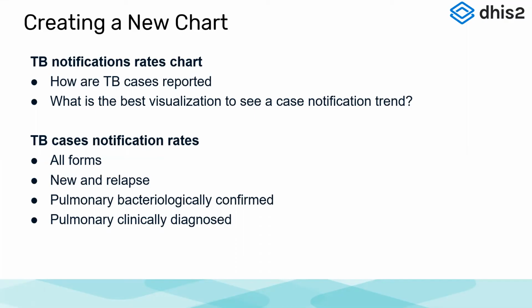So we want to put these rates in a chart which are reported quarterly. So what would be the best type of chart to show this case notification trend? You can recall the type of charts if you want. We have bar charts, stack charts, column charts, pie charts, line charts. So what is the best visualization to see a trend in notification? Line charts, yes. So in line charts, you can see how the notification changes over time easily. So when a person looks at the line chart, it's easy to interpret.